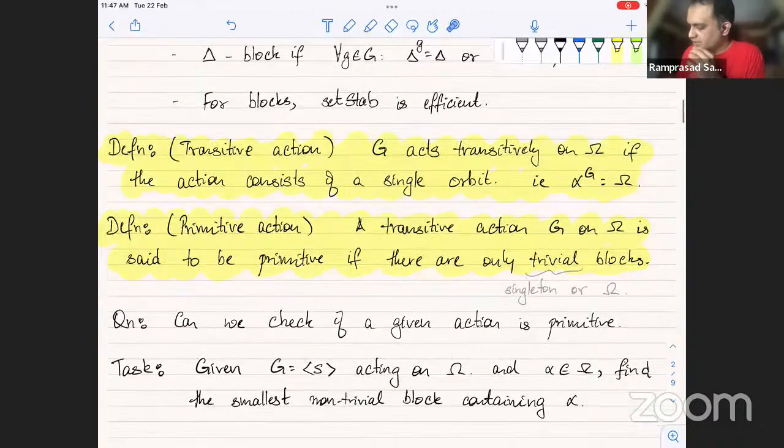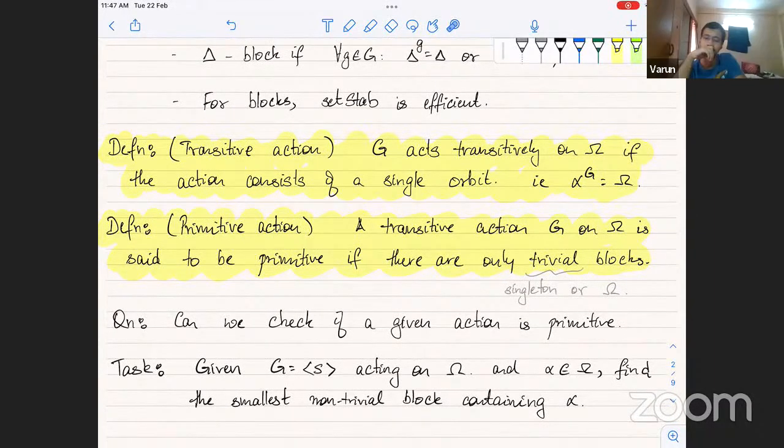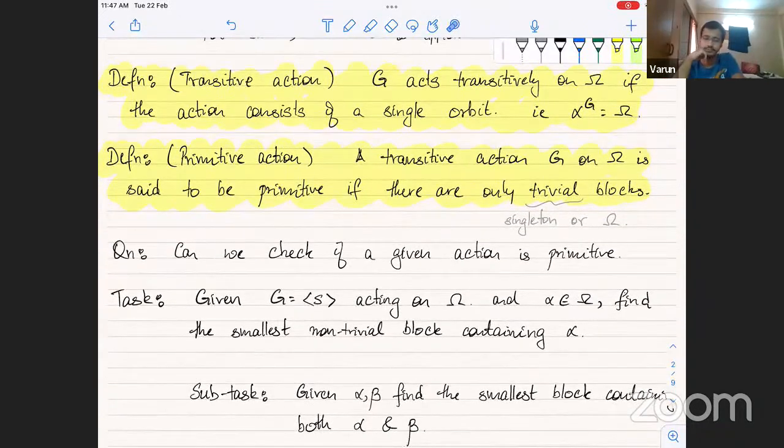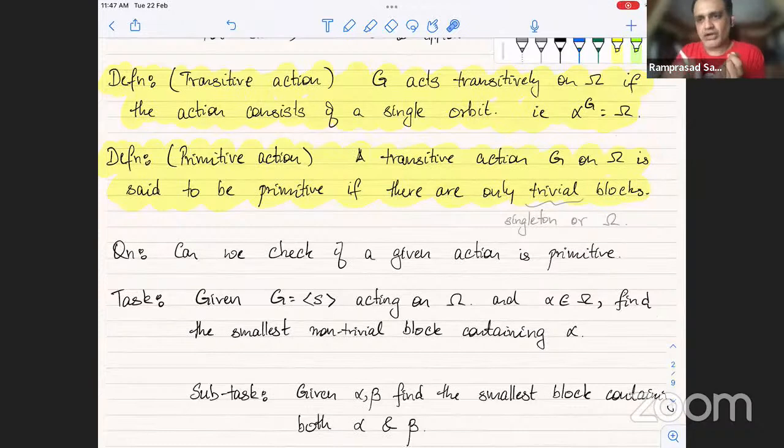And I want to know, is there any non-trivial block that alpha is in? So let me create a subproblem and let's solve that subproblem, which is, let's fix a beta. We'll run over all possible betas in order to solve this task. The subproblem is, I give you an alpha and a beta, and I ask you, can you give me the smallest block that contains both alpha and beta?